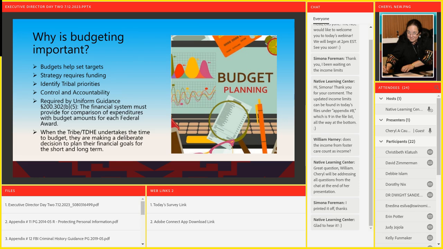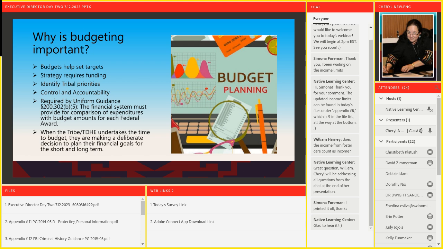It's important because it helps set your targets. The strategy requires funding. You identify your tribal priorities. You maintain control and accountability. It's required by the Uniform Guidance at 302. The financial system must provide for a comparison of expenditures with your budget amounts for each federal award.